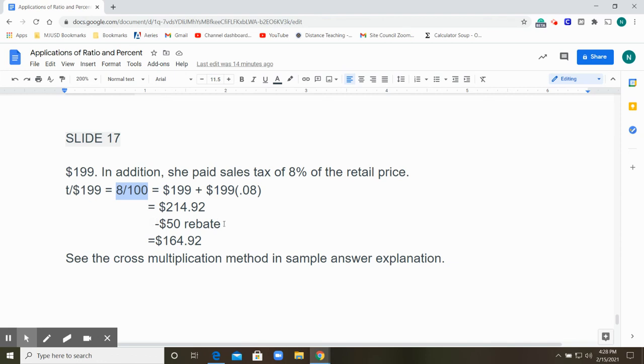Then we minus the $50 rebate, it equals $164.92. I'm going to show you the cross multiplication method in the sample answer.